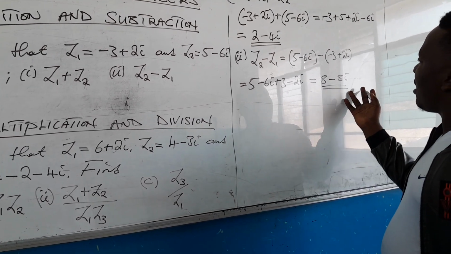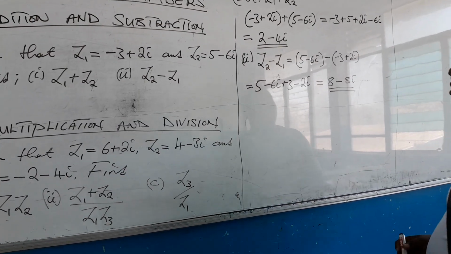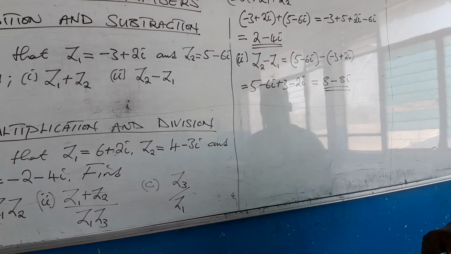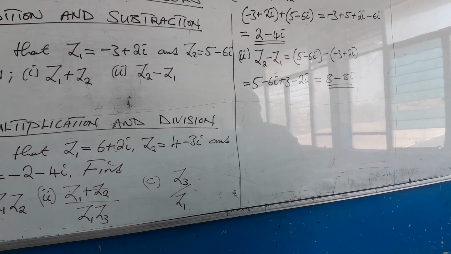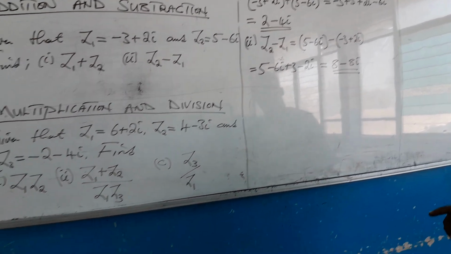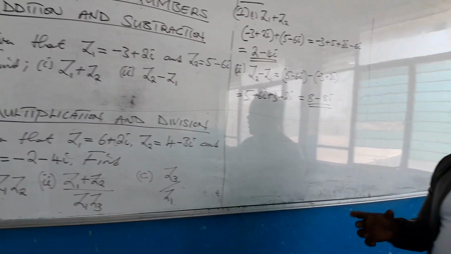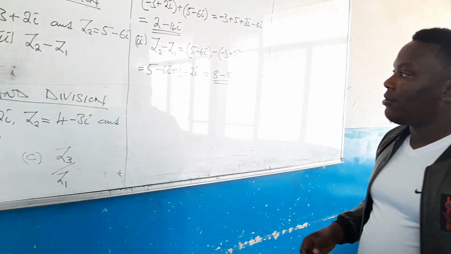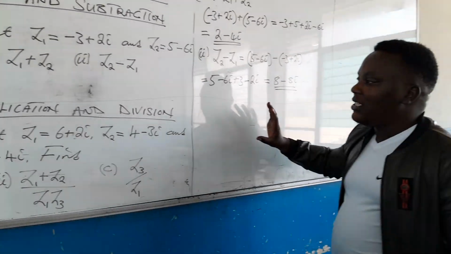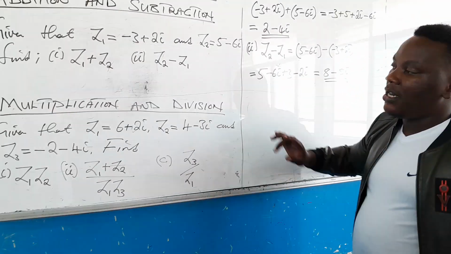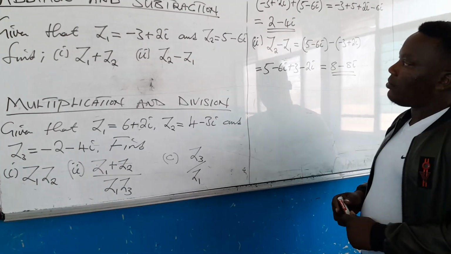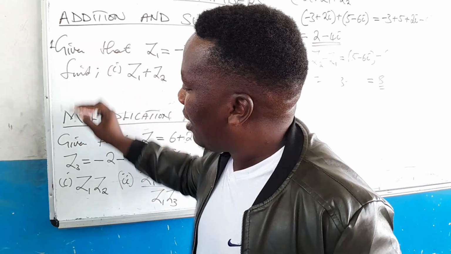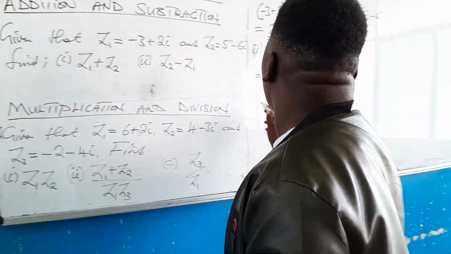This can end here. If you want, you can simplify it by dividing by 8, but it's okay leaving it there. So this is how you do addition and subtraction of complex numbers. What is real is supposed to be added to what is real. What is imaginary is supposed to be added to what is imaginary. So now we can proceed and look at multiplication and division. So we can say this is example 1 and this is example 2.